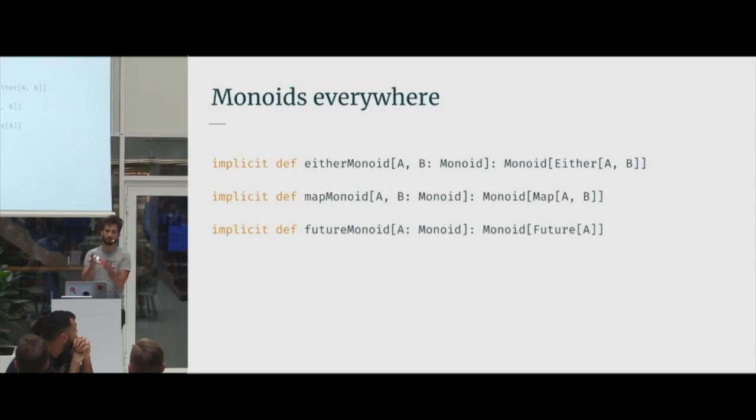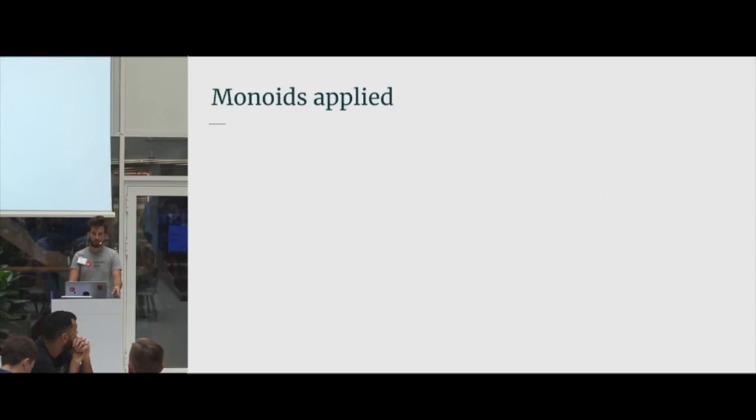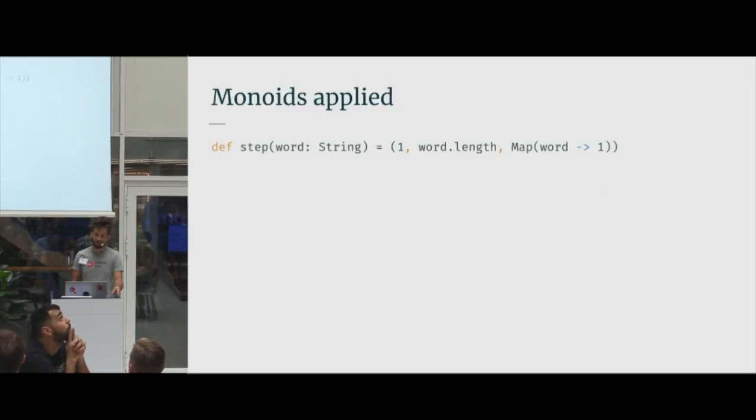And there's also Future, right? So if you want to combine two future values, then you can combine them using the operation on A. So when we run two futures, at the end we just combine the results with the monoid combine operation. And there's many, many more. So this is just a small sample, but monoids are really, really everywhere. It's really cool.